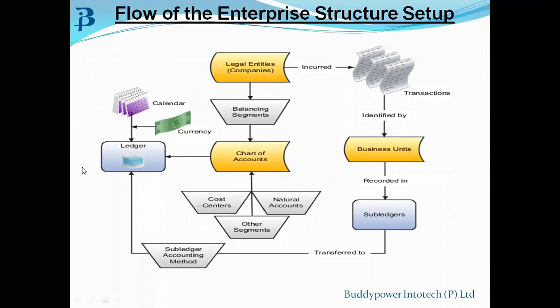Then you can see here we define the balancing segments, which I will show you in tomorrow's class. You have different segments and you give values to them. Then comes the chart of accounts, wherein you define your cost centers, your natural accounts like asset, expense, liability, etc., and your other segments. So you understood the process here, how the whole setup happens?